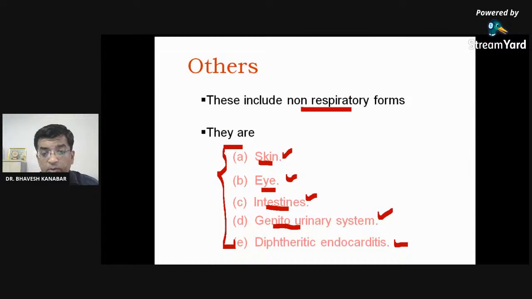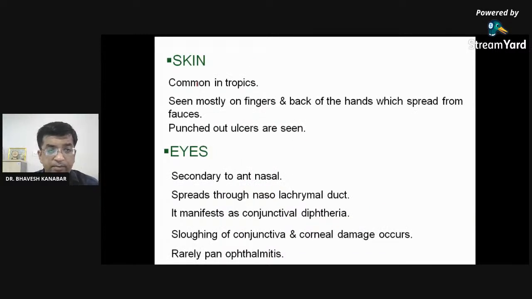So what is correct? What are the characteristics of the membrane in diphtheria? I have asked the question. Skin involvement is most commonly seen in the tropics, mostly on the fingers and back of the hand. A punched out ulcer can be seen. We have one photograph of that ulcer.